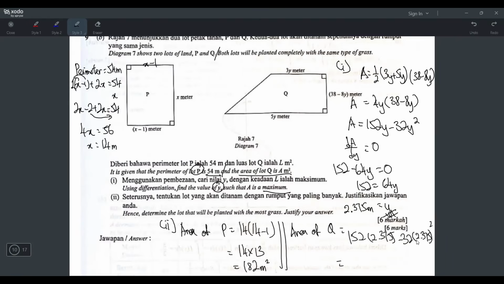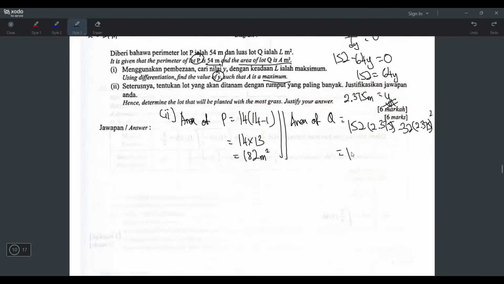Okay, you will get 180.5. Yeah. Okay, so you just write the area here, 180.5 meters square. Okay, so the question asked us to determine the lot that will be planted with most grass. So which one gives you more grass? P, because it has higher area. So I'll just write here dot dot dot.